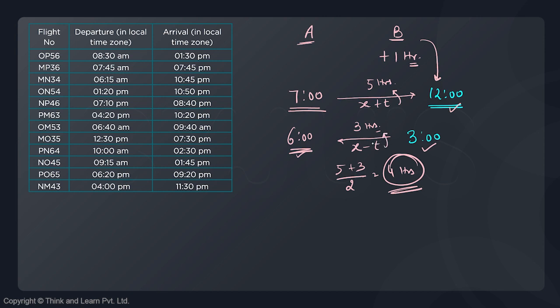If X plus T is 5 and X minus T is 3, just add them. T and T would cancel out. 2X is 5 plus 3. And if 2X is 5 plus 3, what is X? X is equal to 4 hours. That is the logic with which we would be working.